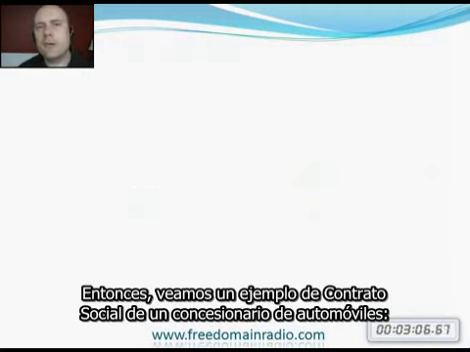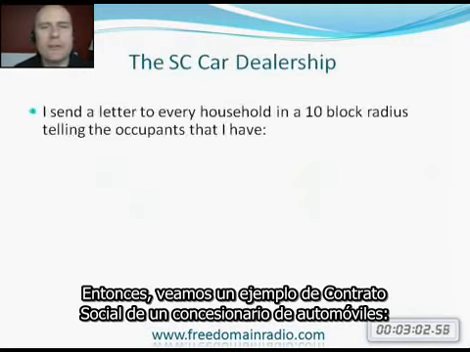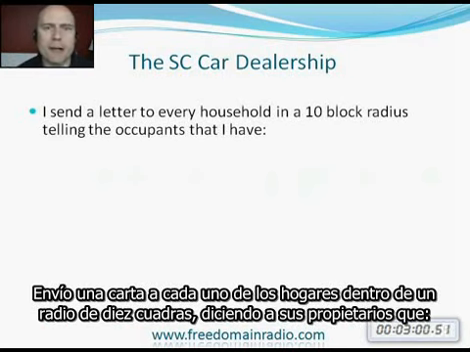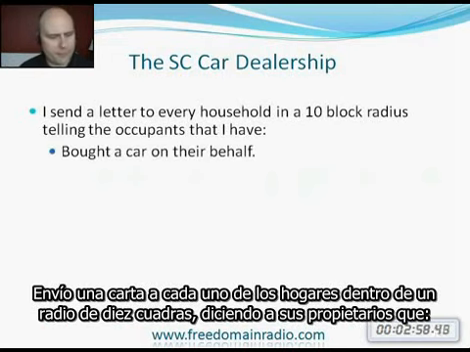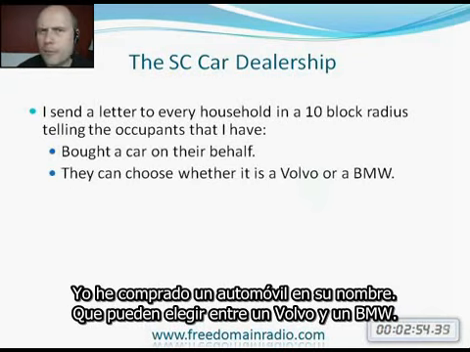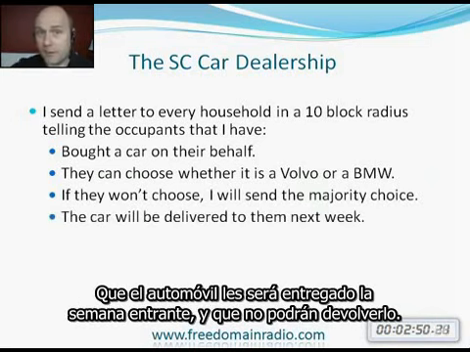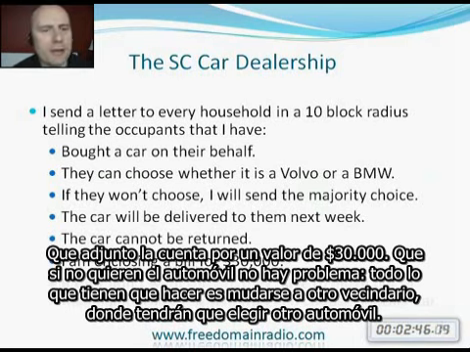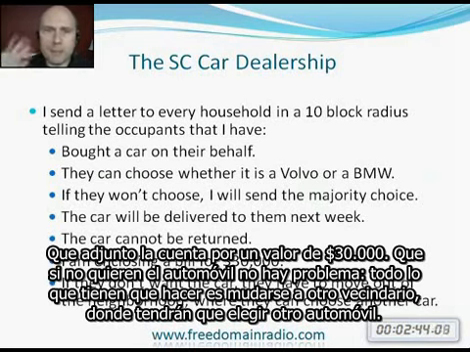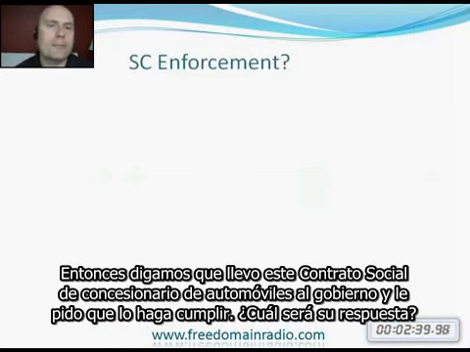So, for example, let's have a look at the social contract car dealership. So I send a letter to every household in a 10-block radius telling the occupants that I have bought a car on their behalf, that they can choose a Volvo or BMW if they want. If they don't choose, I'm just going to send whatever the majority chooses. The car's delivered to them next week. The car cannot be returned. I'm enclosing a bill for $30,000. If they don't want the car, no problem. All they have to do is move to another neighborhood where they will have to choose another car.